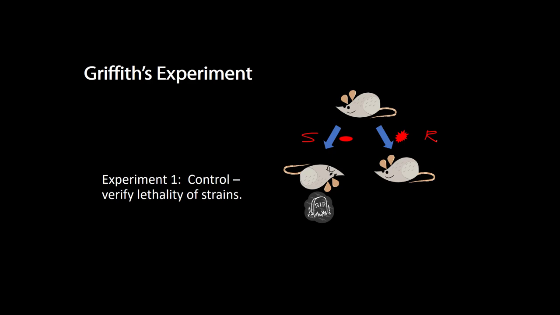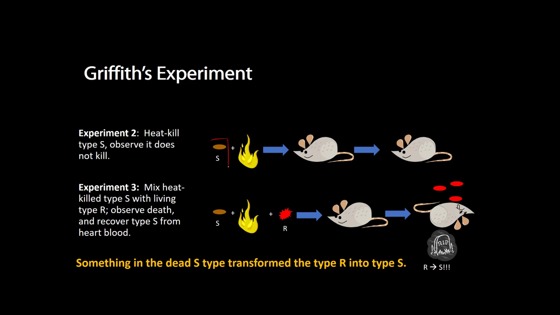Okay? So, in the next experiment, we're going to take the S bacteria and we're going to heat kill it. Basically, the way you heat kill something is you put it over an open flame and you heat it to some certain temperature for a certain amount of time. And of course, in the course of these experiments, they did very different temperatures over very different times. And so you can find that if you heat kill this, the mice, unsurprisingly, don't die.